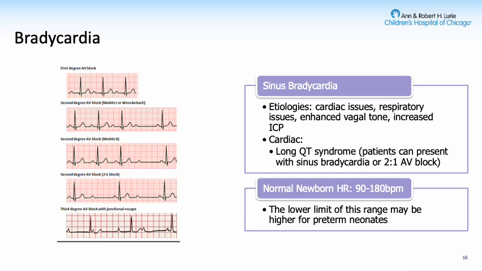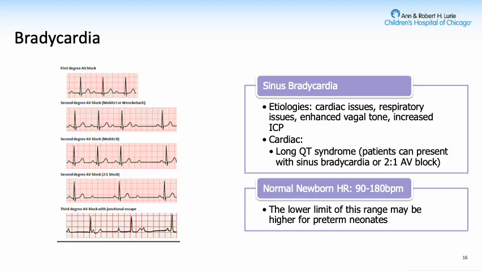Hopefully we don't often see this, but we can sometimes see it with increased intracranial pressure. From a cardiac perspective, the thing that we want to highlight just for this talk, because the kids with structural heart disease are going to be on our radar anyway, are the kids with long QT syndrome. These patients can present with pretty profound sinus bradycardia, or if it's really severe, can present with 2-to-1 AV block. Like we talked about, the normal newborn heart rate can be anywhere from 90 to 180, and the lower limit of this range is probably higher for your preterm neonates in your NICU. But these are just important things to keep in mind.